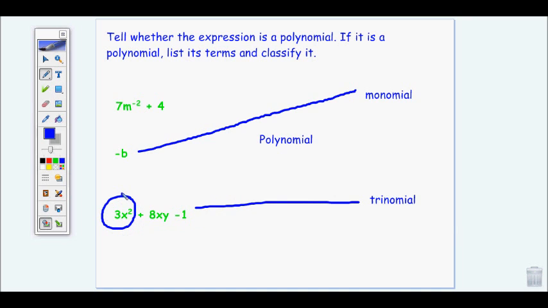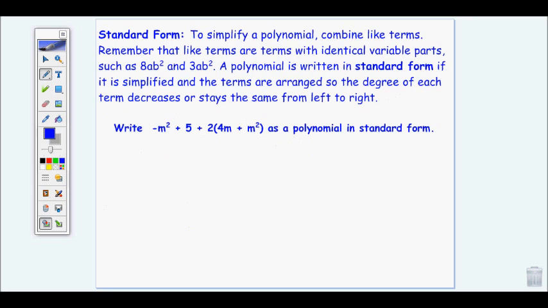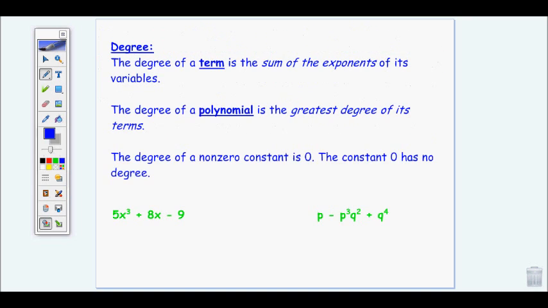We'll identify the terms, 3x squared, 8xy, and negative 1. So that means I will just call this a polynomial. It happens to be a binomial because it has 2 terms separated by 1 operational symbol. And, I think I skipped one. Yep. We'll also talk about the degree.